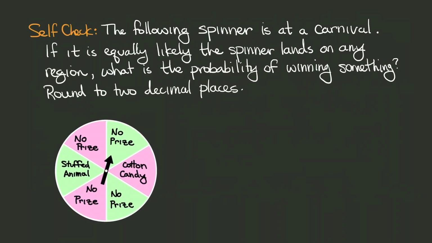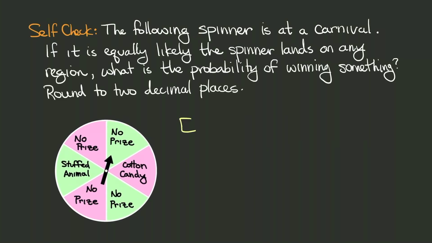Let's check for understanding. Work this one out on your own and then come back and check your answer. This says that the following spinner is at a carnival. If it is equally likely the spinner lands on any one of the regions, what is the probability of winning something? Rounded to two decimal places. When we look at this, we see that there are only 2 ways to win. There's a stuffed animal and cotton candy. The other 4 regions have no prize.